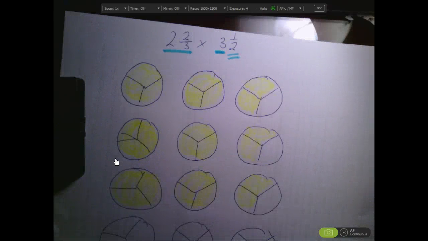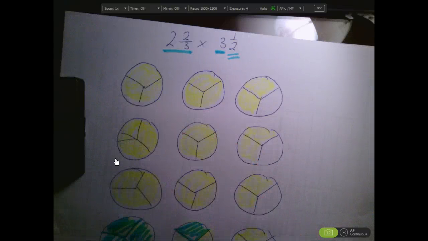I want 2 and 2/3, but I only want half of that. So if I have 2 and 2/3, let's color that in again. Let's see what 2 and 2/3 would look like. But we only want half. When I look at this, I can see that I have 1, 2, 3, 4, 5, 6, 7, 8 pieces. So if we divide those in half, that means I would have 4 pieces instead of 8. So I would have this one, this one, this one, and this one.